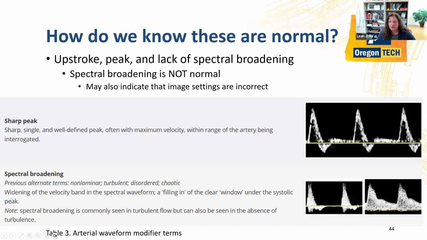Down here below in this one, we are seeing a lot of spectral broadening. The spectral window is not black. It's full of white. So it could indicate that our settings are incorrect. Maybe our gain is turned up too high, or our sample volume is too wide. We also see this using continuous wave instead of pulse wave Doppler. So we want to make sure our settings are adjusted properly. If it's still there, this is telling us that there's a lot of red blood cells moving at all these different velocities, and there's possibly some turbulence happening.